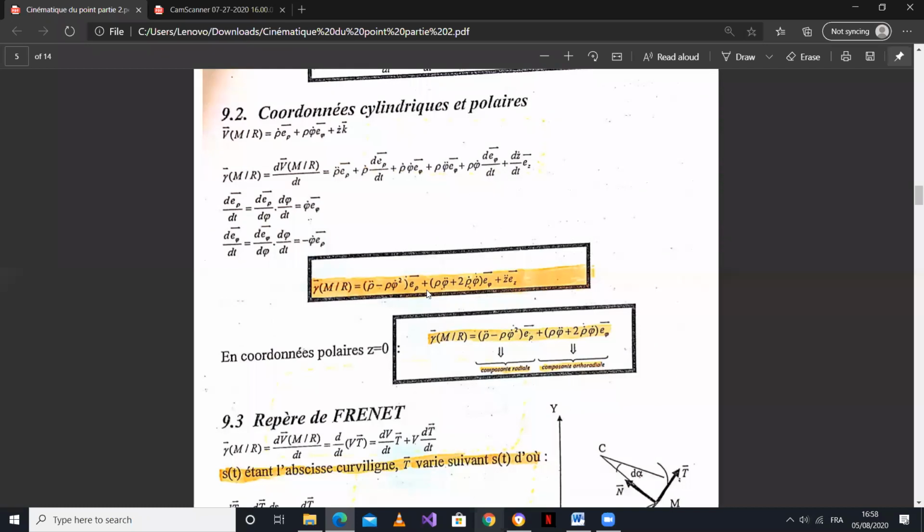Then you say the vitesse is going to be the derivative of that. So you are going to derive rho e_rho plus z k. You get your vitesse. Then when you get your vitesse, you now calculate the acceleration by deriving the vitesse. So you derive the vitesse and you arrive at your acceleration.